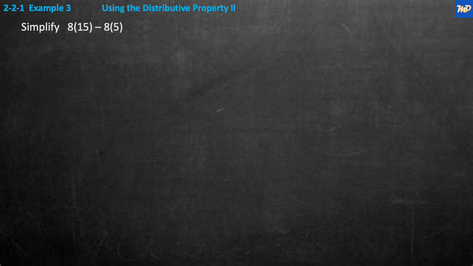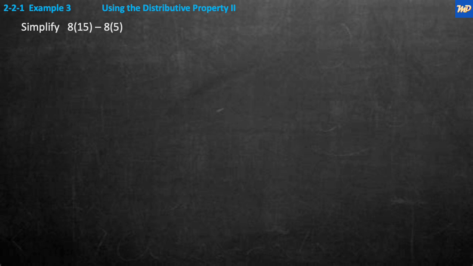Okay, so in this one, example 3, under using the distributive property, this is the second slide called using the distributive property. It says simplify. And what does it say simplify? It says simplify 8 times 15 minus 8 times 5. Well, right away you see there's the distributive property rules that we can play with here and turn this into the distributive property. Because we're going to go backwards from what we've been doing.